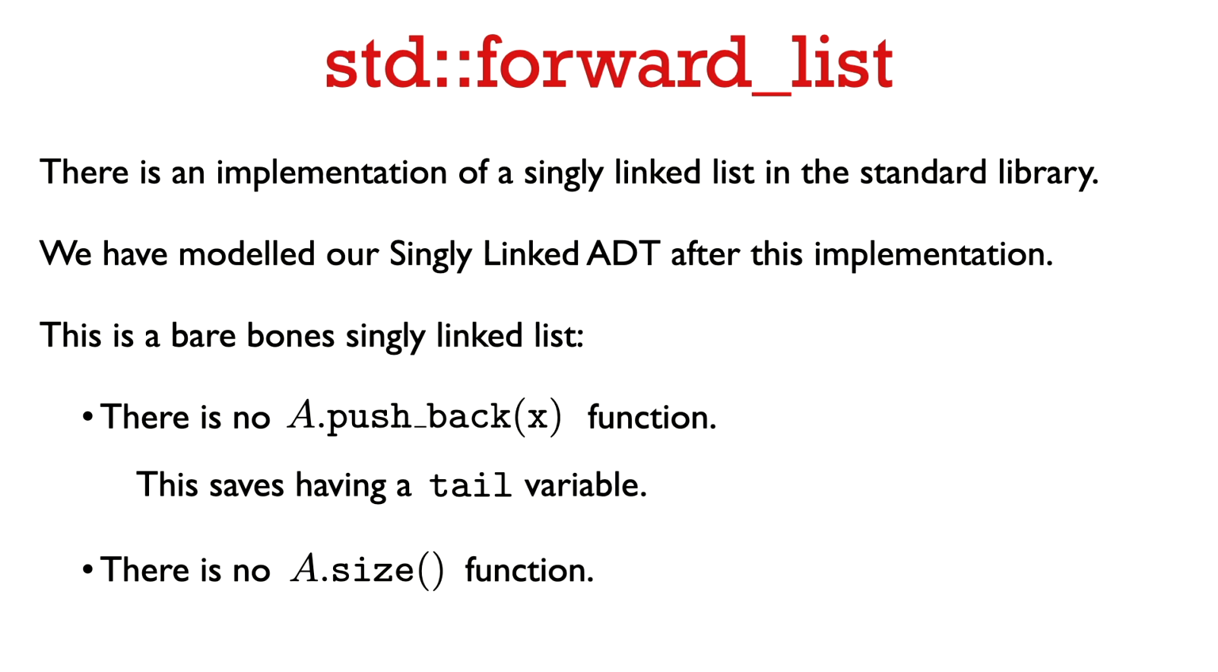So note that there was no push back or pop back in our singly linked list abstract data type. And I did it this way because that's how C++ does it in the implementation of a forward list. The C++ forward list is a bare bones singly linked list that's meant to be as minimal as possible. So not having push back or pop back means that no tail variable needs to be stored. There's also no size member function in the C++ forward list, saving having to have a member variable storing the number of elements. So this is really a bare bones implementation of a singly linked list.